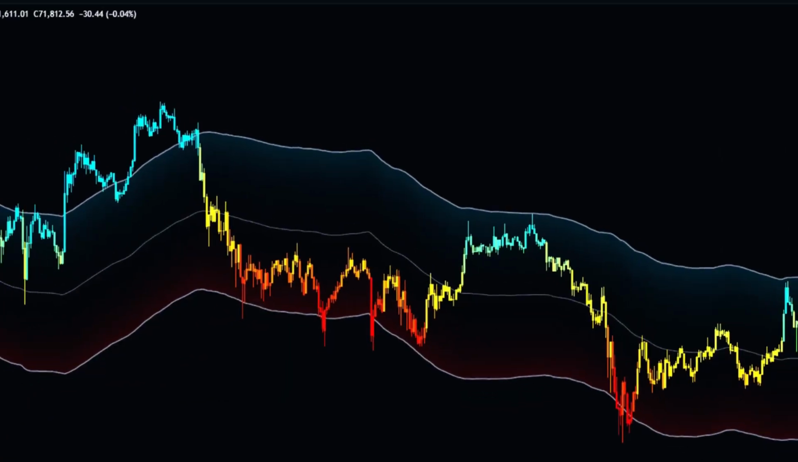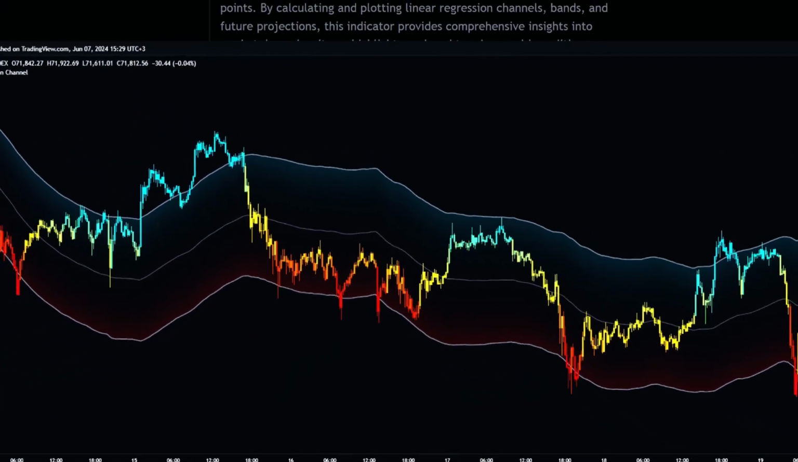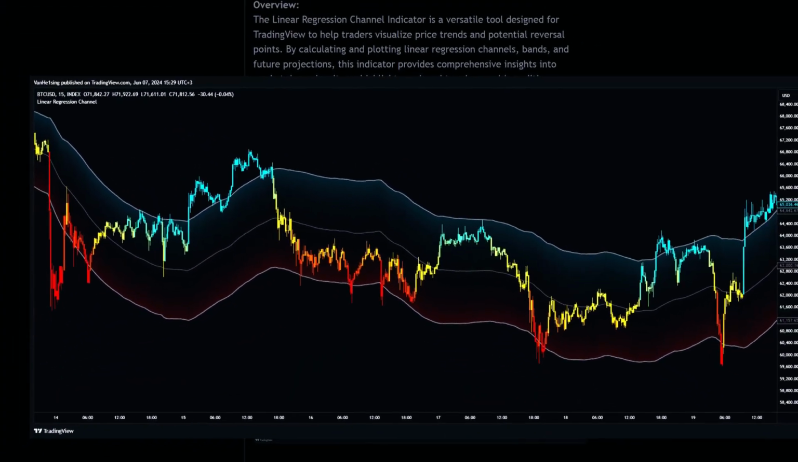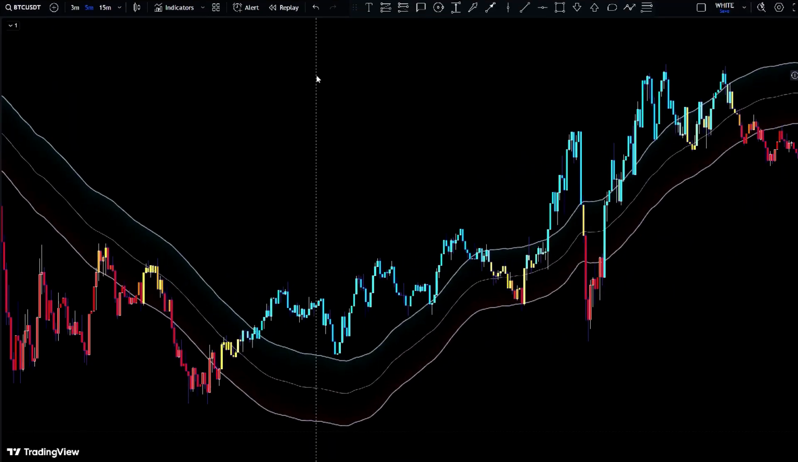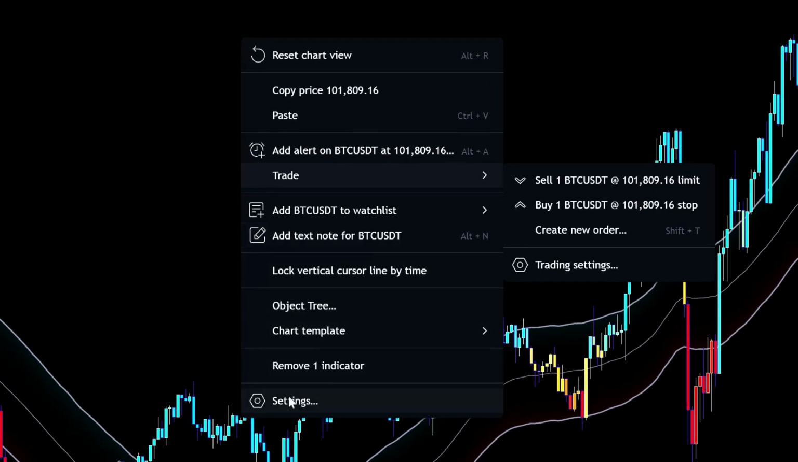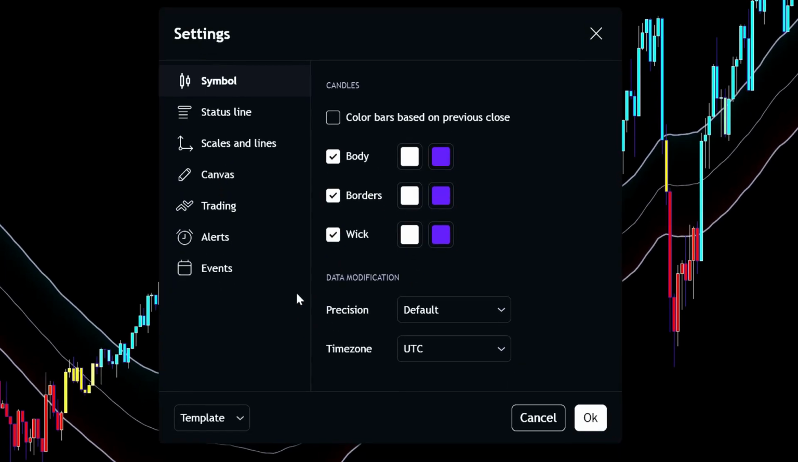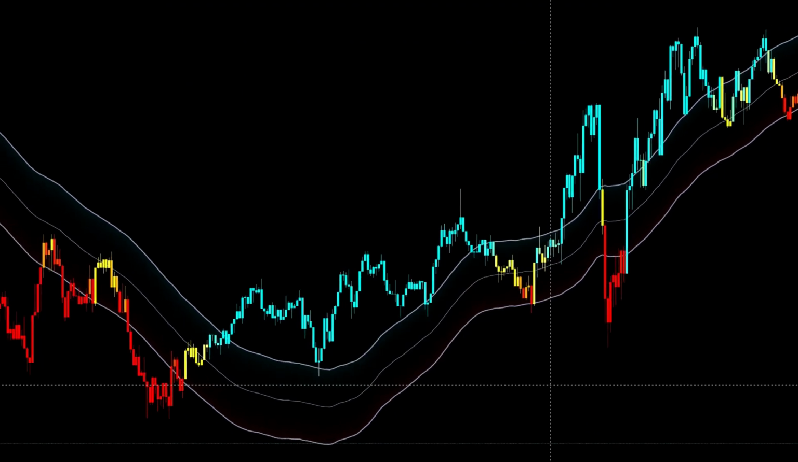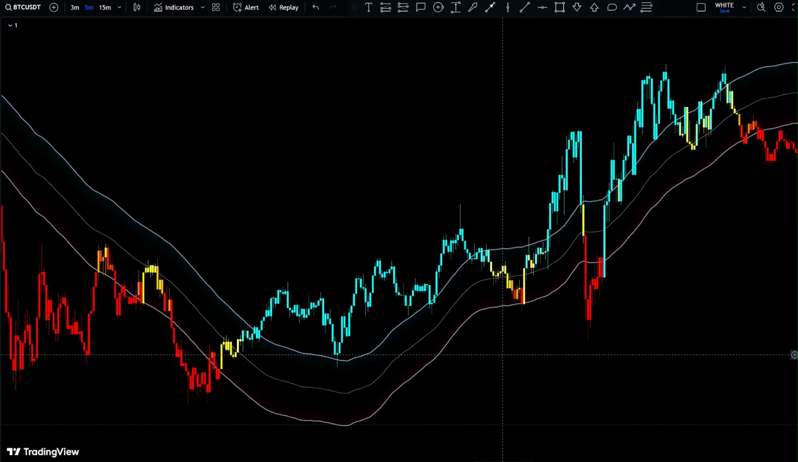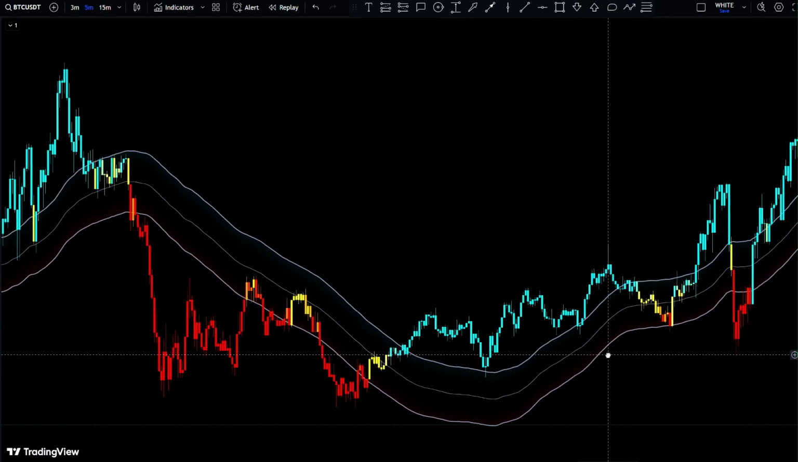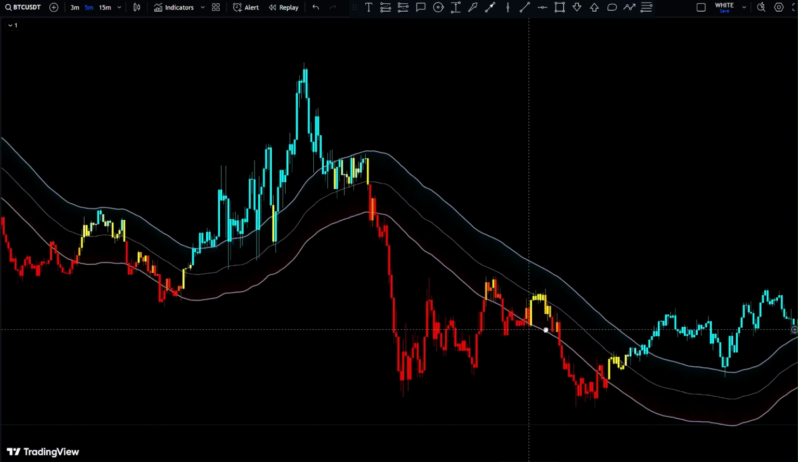Now a quick tip for better visual clarity. Sometimes the channel can blend in a bit. To fix this, right click on the chart, go to the settings, then the symbol tab. Here, simply uncheck all the options. This cleans up the chart and makes the linear regression channel really pop. So how much clearer is that? That simple tweak makes a huge difference.